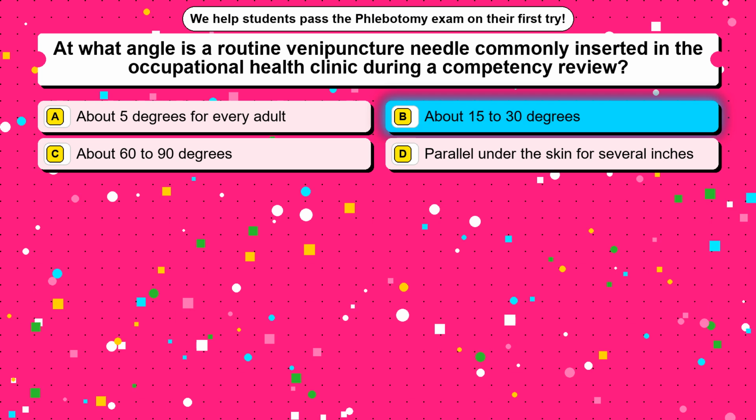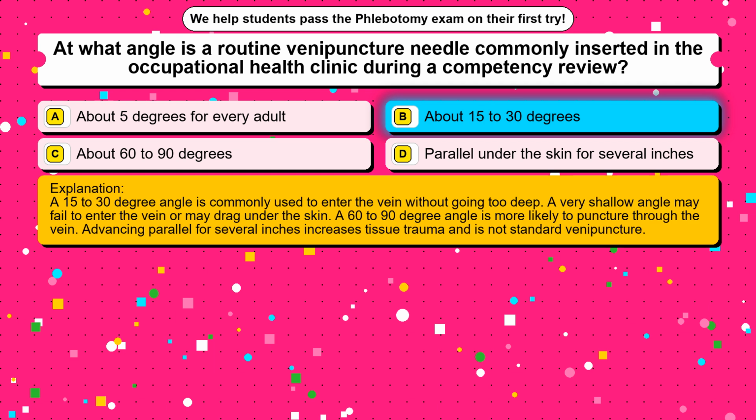The correct answer is option B. About 15 to 30 degrees. A 15 to 30 degree angle is commonly used to enter the vein without going too deep. A very shallow angle may fail to enter the vein or may drag under the skin. A 60 to 90 degree angle is more likely to puncture through the vein. Advancing parallel for several inches increases tissue trauma and is not standard venipuncture.